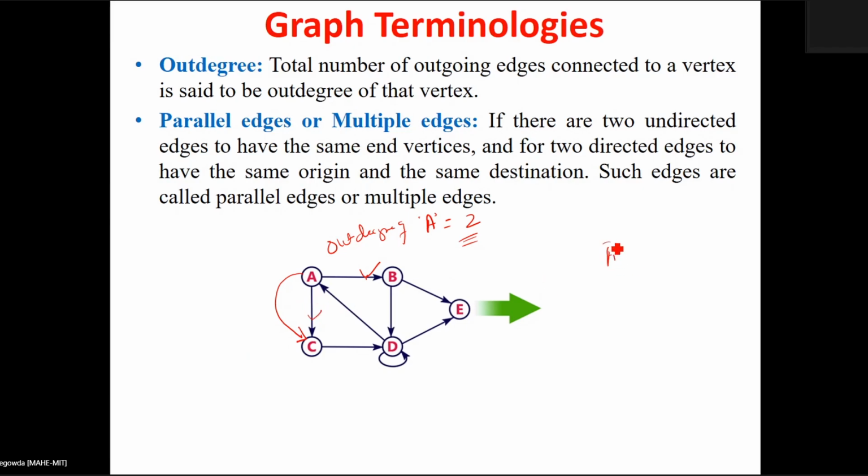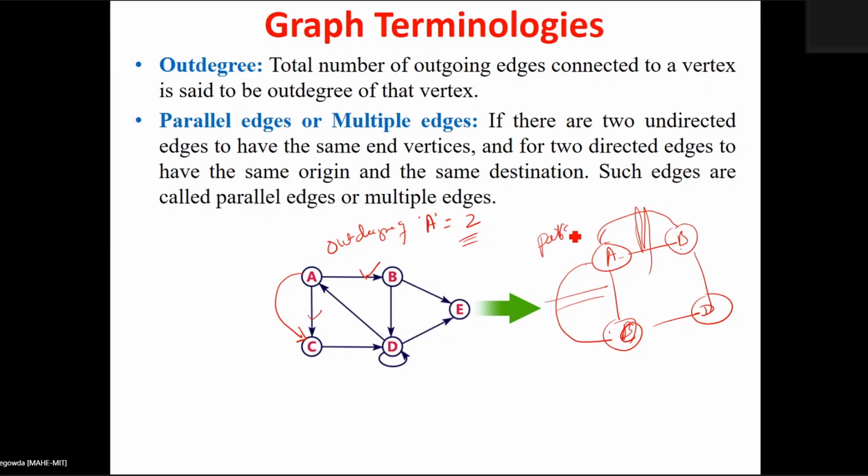Suppose you consider an undirected graph. You can have an edge between any vertices this way also. So this is an example for A comma B and A comma C. These are all examples of parallel edges.